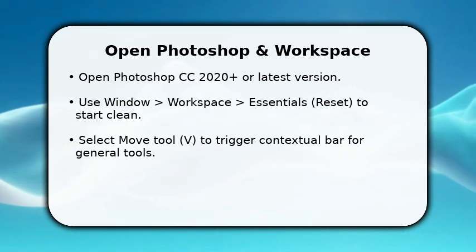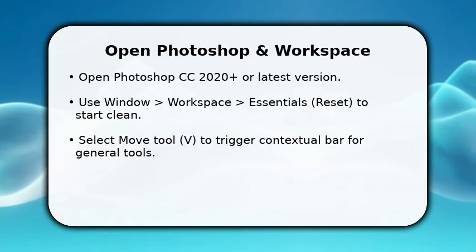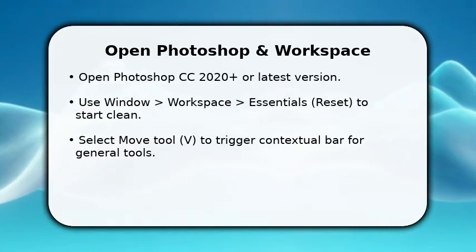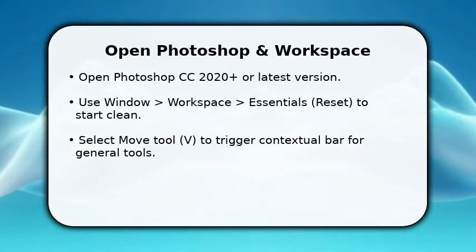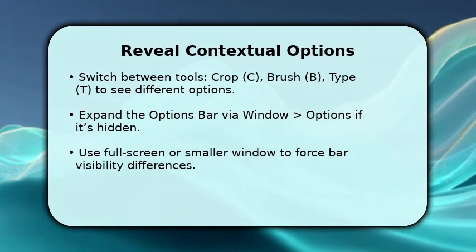Make sure Auto Select is visible in the Options bar. If not, resize your window or go View to show UI. This guarantees the contextual taskbar can appear for many common tools. Now you'll reveal the actual contextual controls for specific tools.